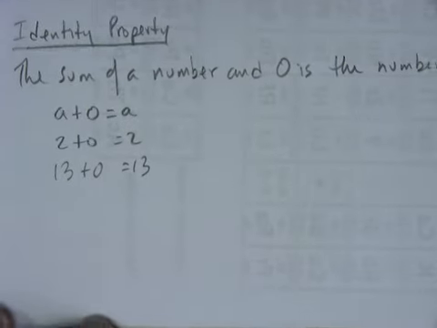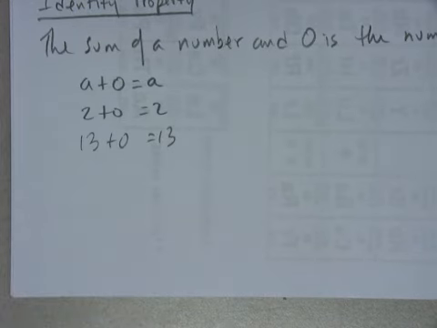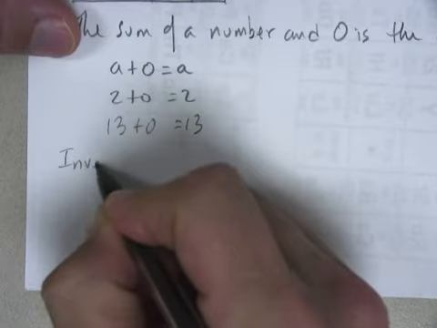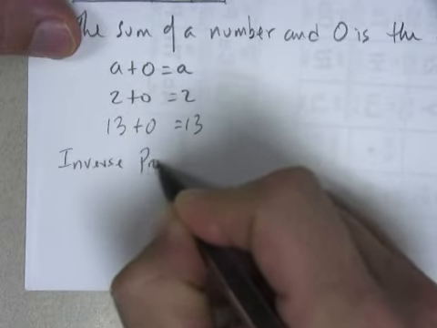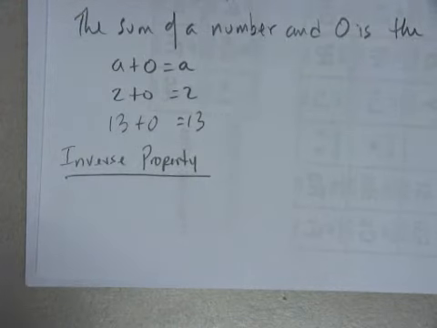That's the identity property. Okay, the last one is called the inverse property. And here's the inverse property: the sum of a number and its opposite is 0.